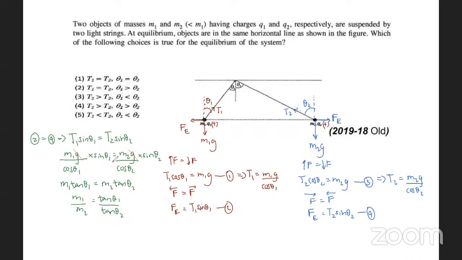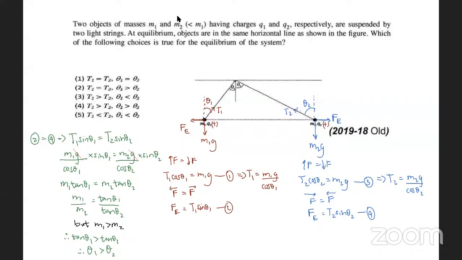Okay, but the question has clearly told us something. What is it? M1 is bigger than m2 according to the question. So what can I say? Tan theta 1 should be bigger than tan theta 2. So theta 1 is bigger than theta 2. Understood? That is how you do the comparison.